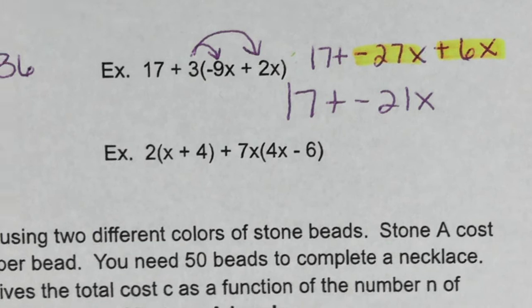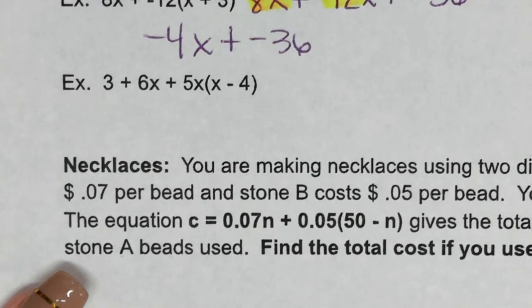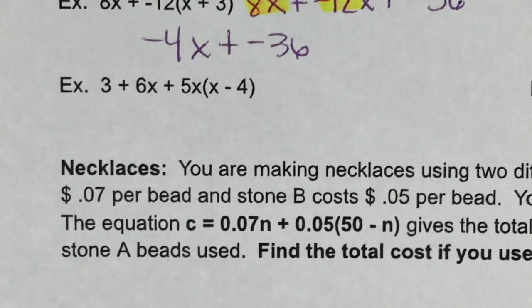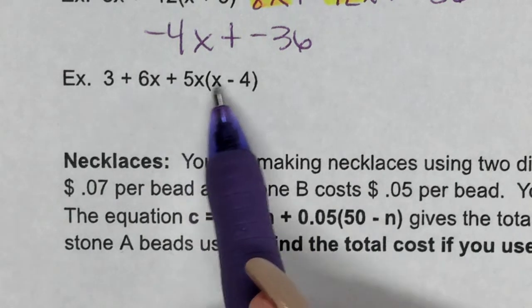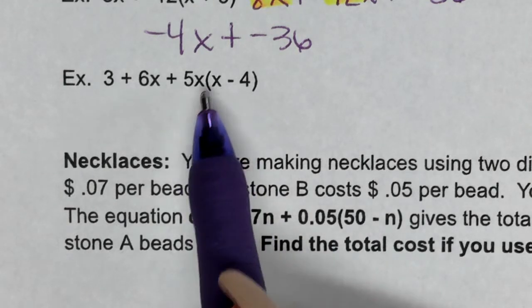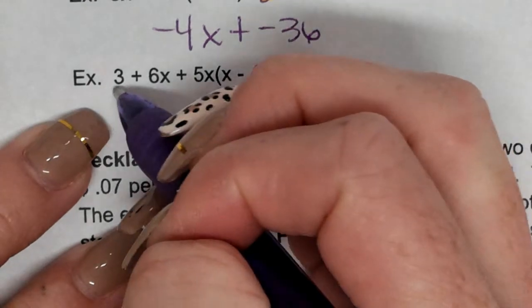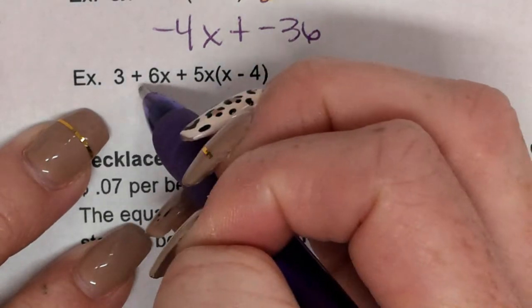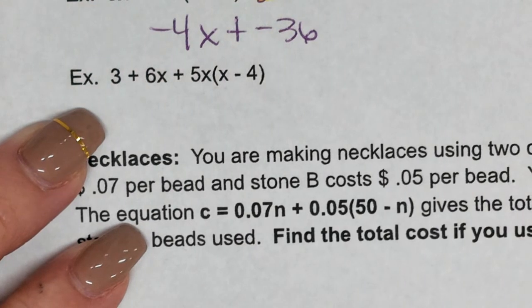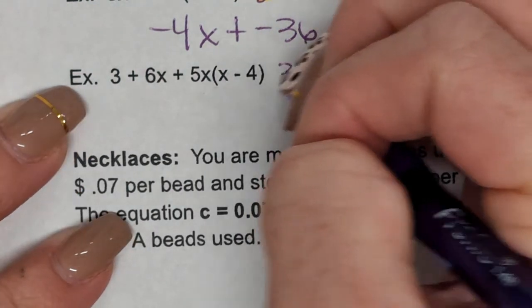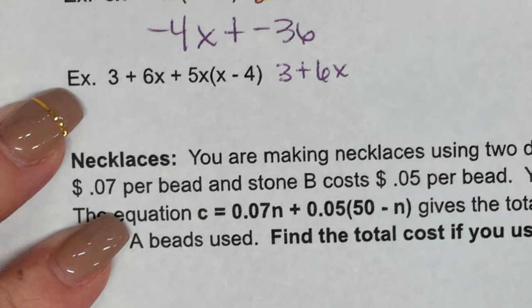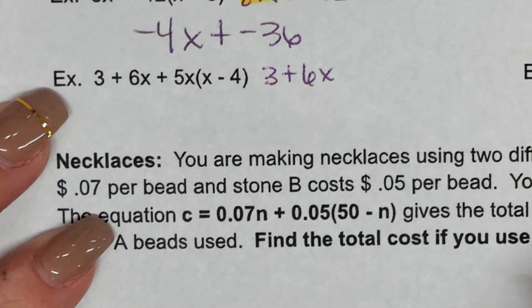All right, let's look at the next row. What's going to be different about this one? Look right here. When I have an x times an x, it's going to give me an x squared. All right, what's going on with these two? Anything? They're just by themselves, so I need to write them down. So I have 3 plus 6x, and what am I distributing?